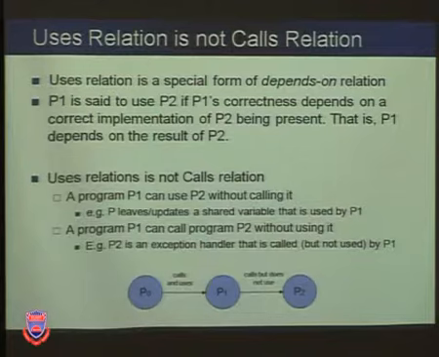The user's relation is not the calls relation. That's a confusion. This user's relation is a special form of depends on relation. We say P1 is said to use P2 if P1's correctness depends on a correct implementation of P2 being present. That is, P1 depends on the result of P2. If that's not the case, it's not a user's relation. A user's relation is not a calls relation. For example, a program P1 can use P2 without calling it.